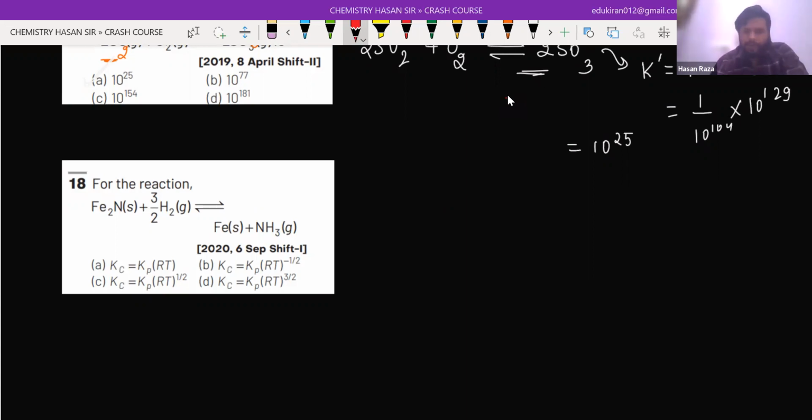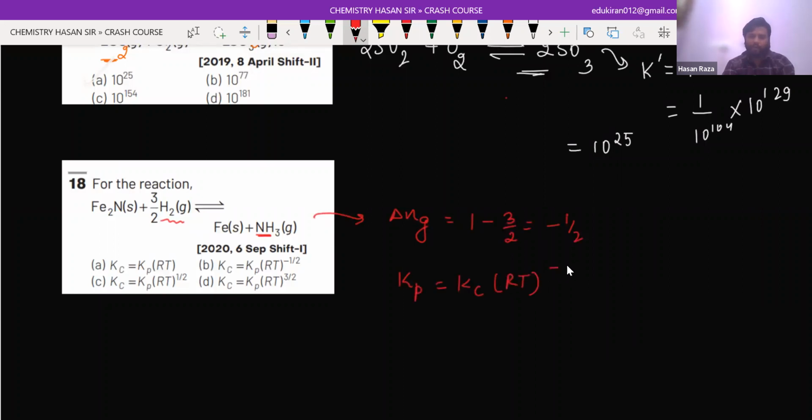Why is your answer C? Yeah, it is C. So don't be confused, not B. Adriel, you just calculated the value of delta Ng, which is equal to the number of moles of the gaseous product, 1, minus the number of moles of the gaseous reactant, 3 by 2, which gives you minus half. And you know Kp is equal to Kc RT raised to the power delta Ng, which has a value of minus half.